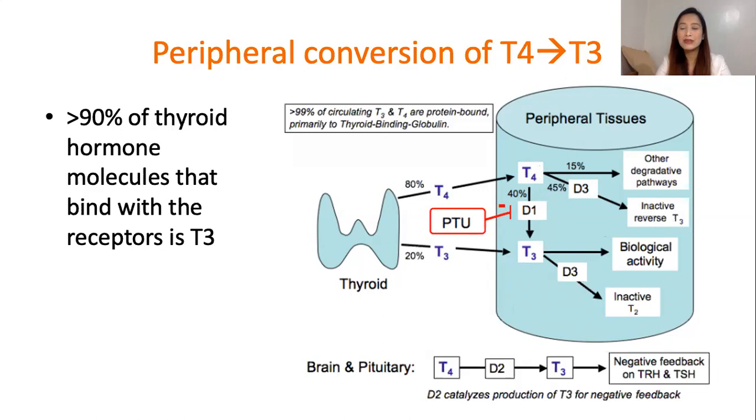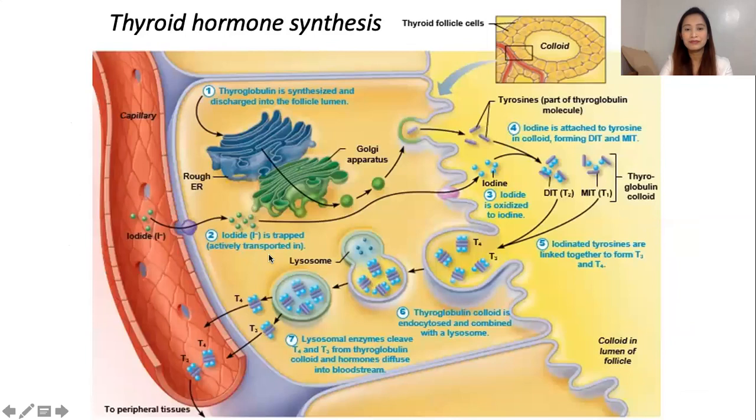And your PTU, it's a drug used for hyperthyroid patients. It also blocks the peripheral conversion of your T4 to T3. So I hope that's clear, no? So this is just a snapshot of the entire thyroid hormone synthesis for your review.